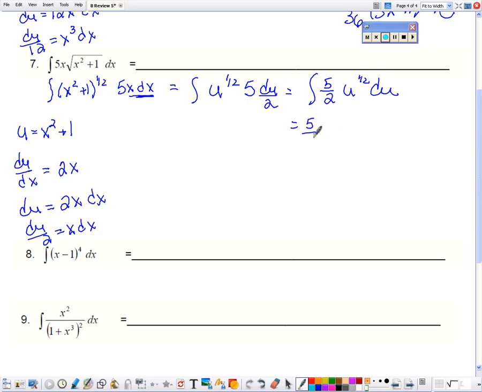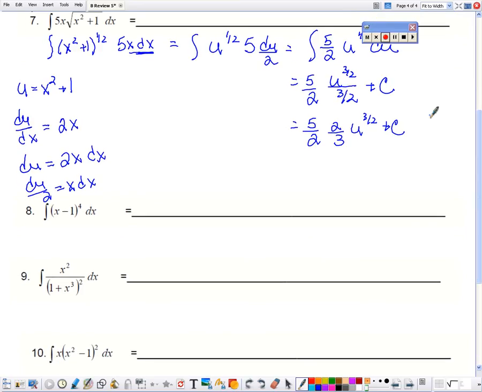So finding my antiderivative, I'm going to multiply by the reciprocal. And 5/2 times 2/3, well, that's 10 over 6. Substitute back in for u. But then 10/6 can reduce to 5/3. So our final answer is 5/3 x squared plus 1 to the 3/2 plus c.